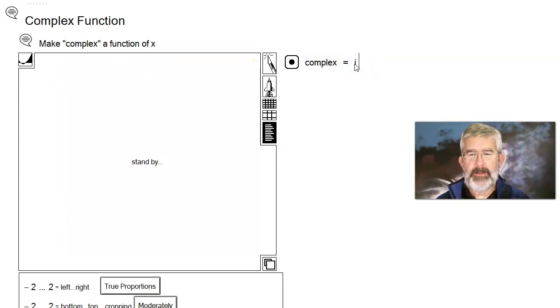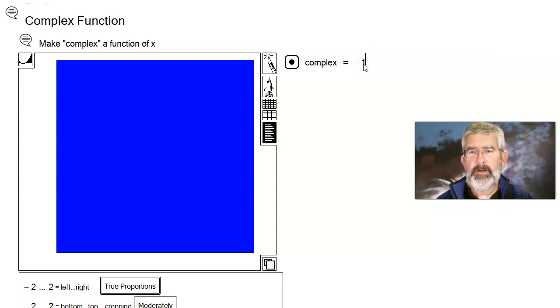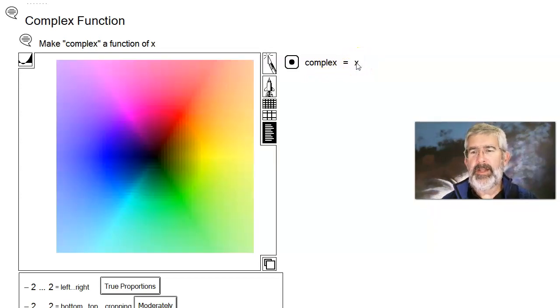Here's i, and here's minus i, and here's minus 1. Is that blue? Okay. When I say that this is equal to x, then every point is being colored by its own color. You take whatever the value is, and at this point, I want the color of this point, and at this point, I want the color of this point. And so everything's being colored by itself.